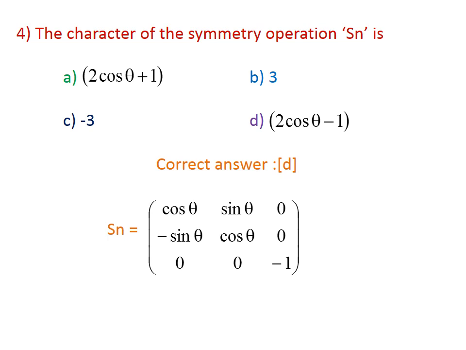Question number 4. The character of the symmetry operation Sn is. For that, you must know the value of the matrix of Sn. Sn matrix is cos theta, sin theta, 0, minus sin theta, cos theta, 0, 0, 0, minus 1. You have to add the diagonal elements: cos theta, the next diagonal element cos theta, minus 1. You add, you will get 2 cos theta minus 1. The correct answer for this question is D. The character of the symmetry operation Sn is 2 cos theta minus 1. The correct answer is D.